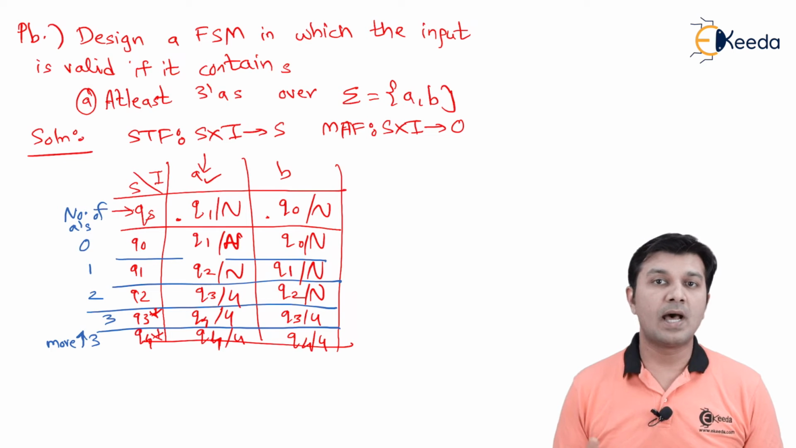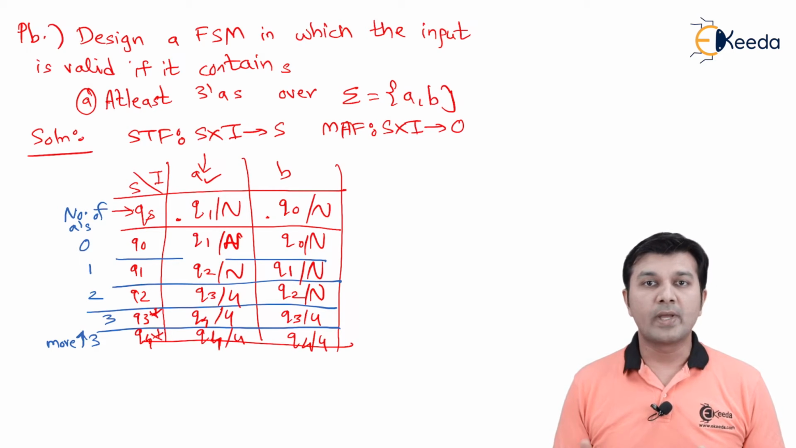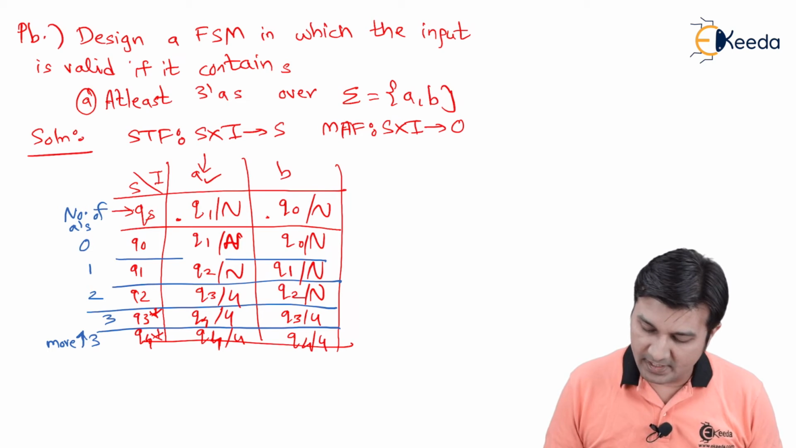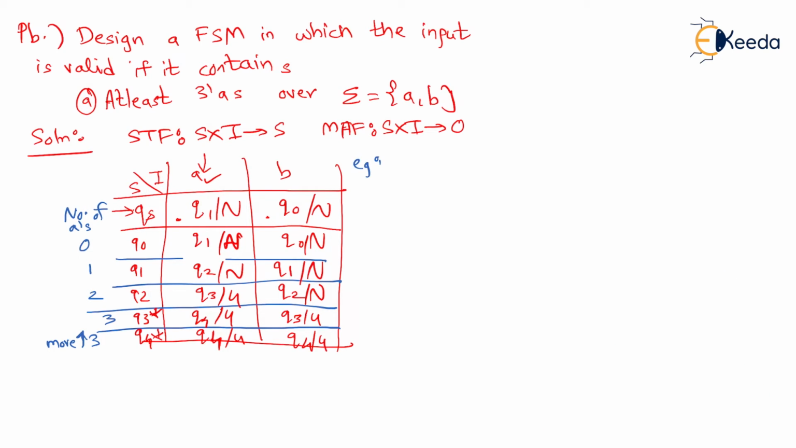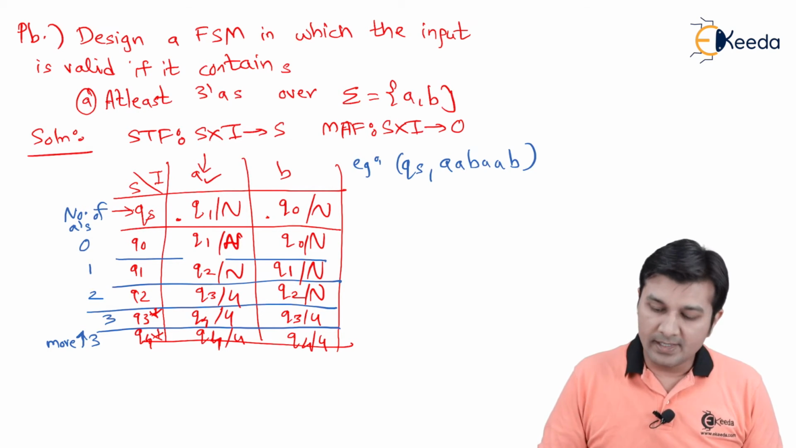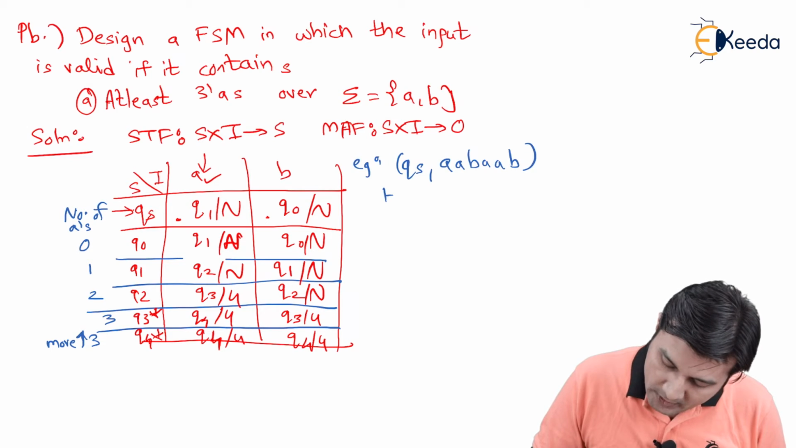Fine. So my state function and machine function is implemented. Now let's do the last step of looking at the examples, considering a positive case as well as a negative case. Let's get started. So the first example which I consider is QS on receiving AABAAB. So if I count the number of A's over here, they are 4. So ideally it should be accepted. Let's see whether the FSM is capable of doing the same thing.